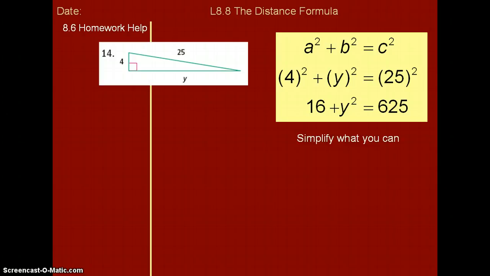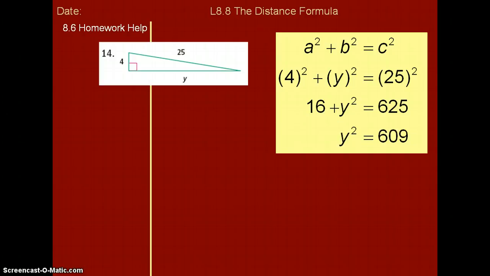In this case, simplifying what we can, what we'd really like to have happen in order to solve for y is we'd like for the 16 to be gone. So we get rid of that extra addition term by adding the opposite to both sides. And if we add negative 16 to both sides, we'll find out that y squared equals 609.